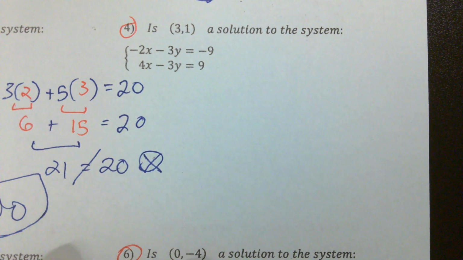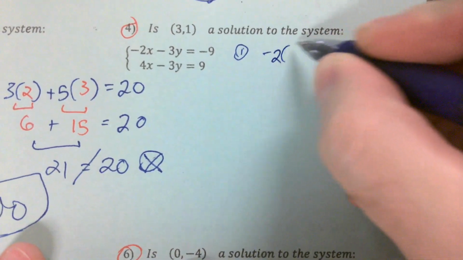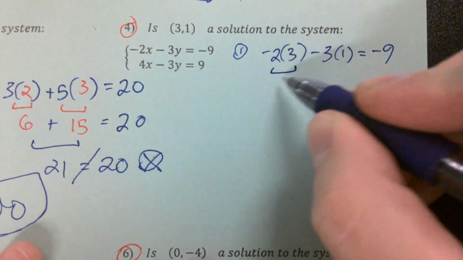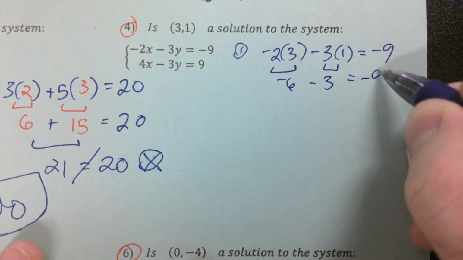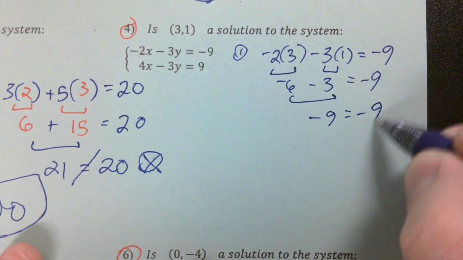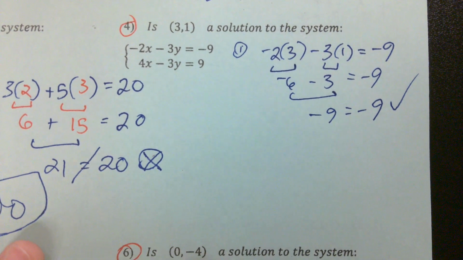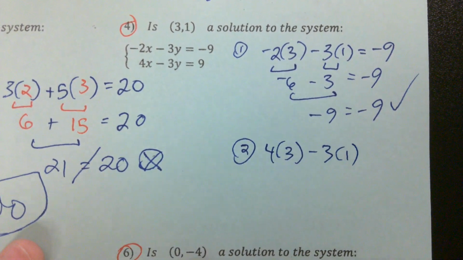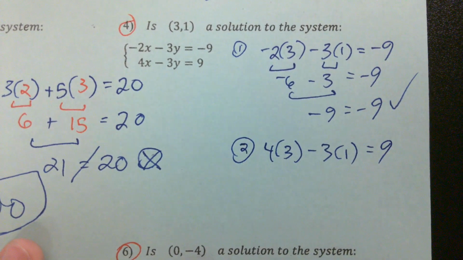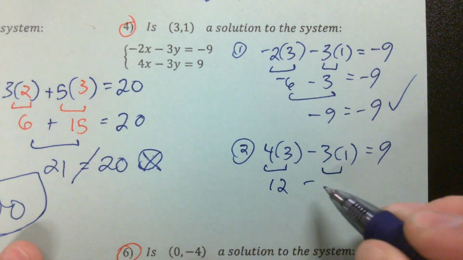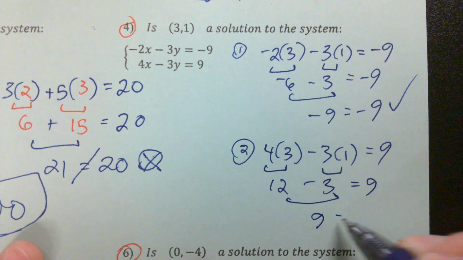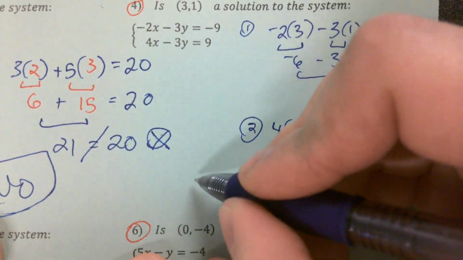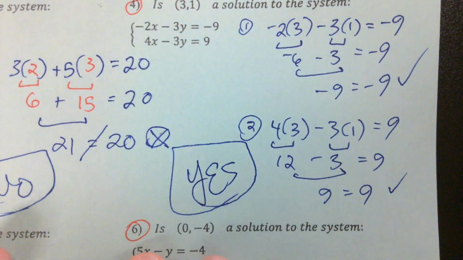Over to number 4, (3, 1). Same exact thing. My first equation, -2 times 3 minus 3 times 1 gives me -6 minus 3, and that gives me -9. My first equation worked out. So let's try the second equation. 4 times 3 minus 3 times 1 equals 9. That gives us 12 minus 3 equals 9, which is true. 9 does equal 9. Because we have 2 true statements, what's my answer here going to be? Yes. Yes, that's right.